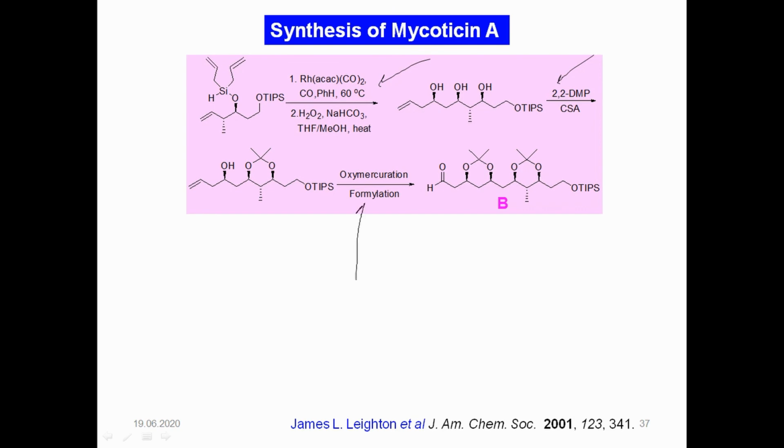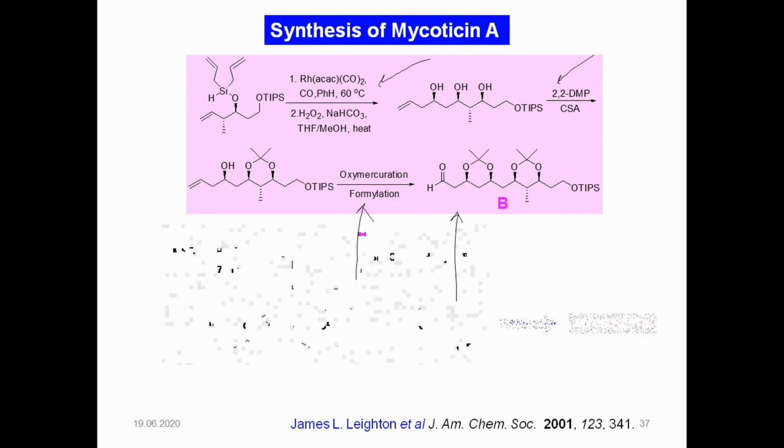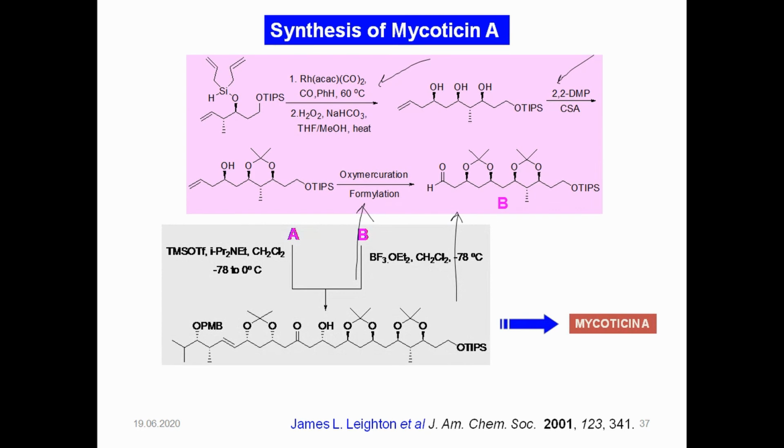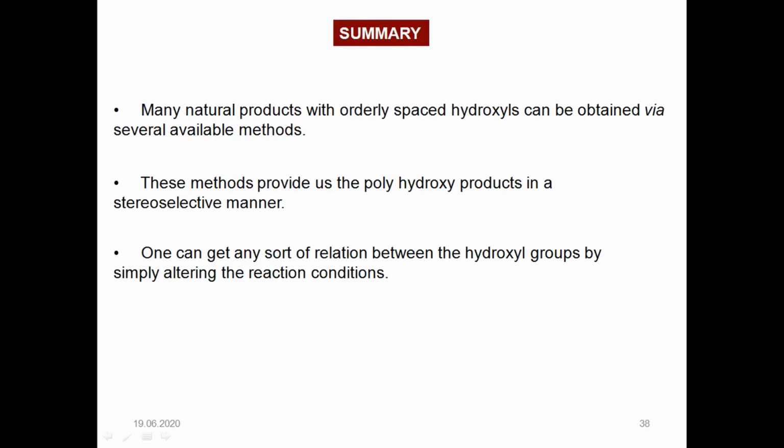Oxymercuration and formylation use the previous methodology. You can use the Evans protocol, HgClOAc, followed by formylation with the rhodium reagent. So you are getting the aldehyde. Then these fragments A and B are coupled here, and he is getting this fragment. This fragment is used in the synthesis of mycotoxin. So these are the available syntheses of 1,3 polyols I collected from the literature. You can use this methodology if you want in your synthesis.